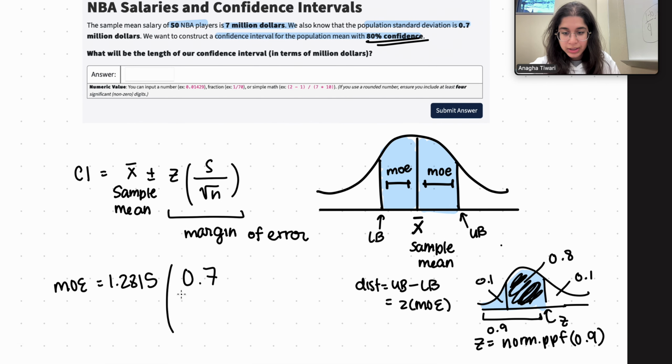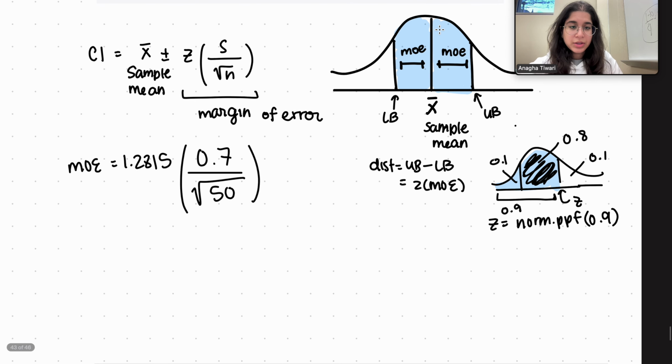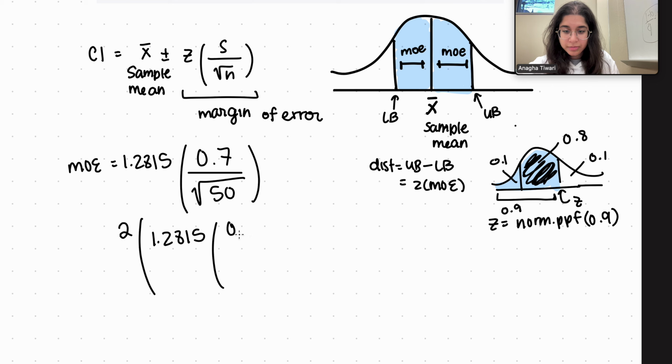So we have 0.7 divided by the square root of n. We have 50 NBA players, so that's just the square root of 50. That's the margin of error, which is just the distance from x to one of our bounds. We want the distance of the entire interval, so that's double the margin of error. I just have to multiply this result by 2, and that's my final answer.